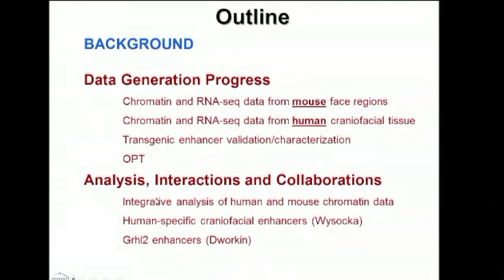In particular, I'll talk a little bit about integrative analysis of human and mouse chromatin data that we've generated so far. I'll show 2 slides about our interactions with Johanna's lab, and then I'll show you just one example of how we are trying to act as a resource for investigators beyond FaceBase 2 for the investigation of enhancers.